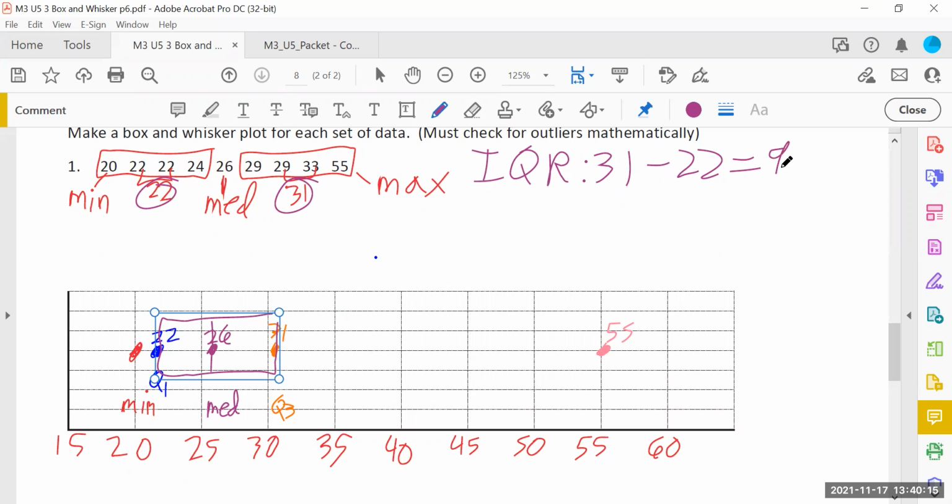And now, what do I multiply that by? 1.5. We have to memorize that. 1.5 is what you multiply the IQR by. So 9 times 1.5 gets me 13.5. Again, you can use a calculator for that. 9 times 1.5. Get your answer.